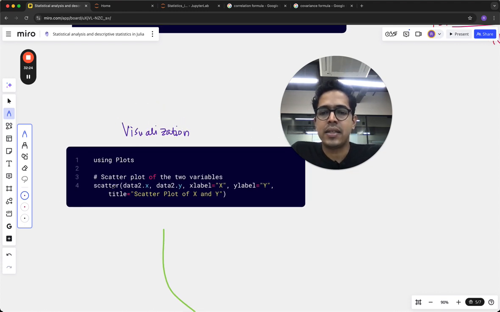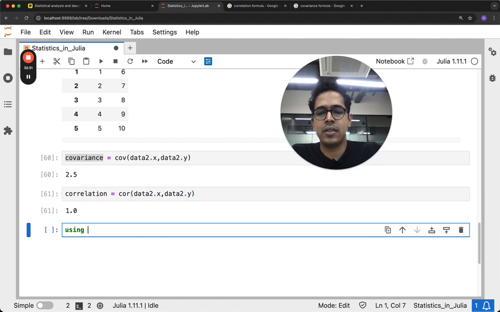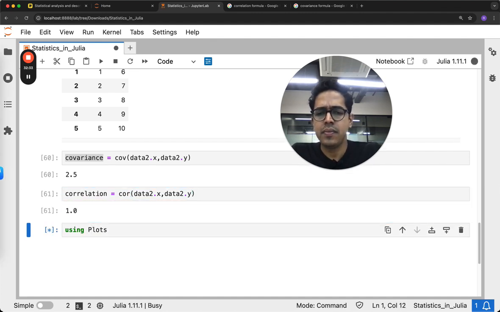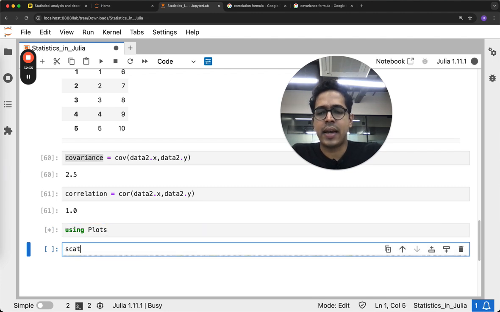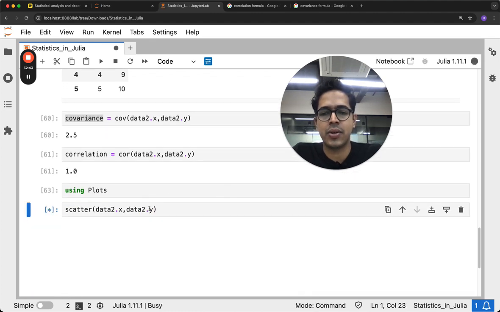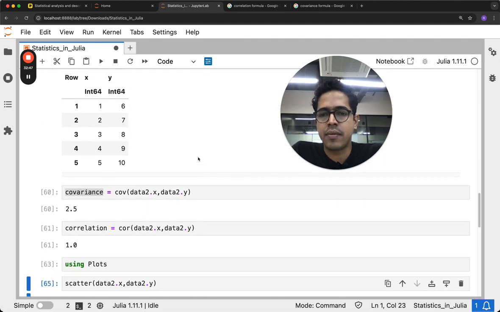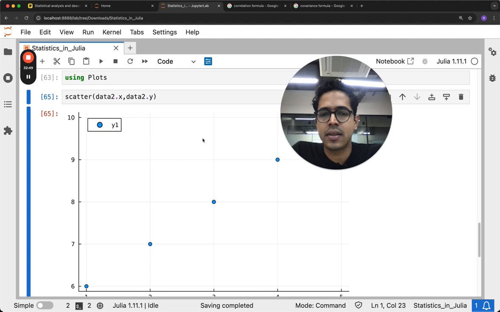Now we can visualize these two data sets as a scatter plot. We covered scatter plots in detail in the last lecture, so we use plots, and scatter of data2.x comma data2.y. I'm not going to plot the axis or anything, I just want to see the data plotted as a scatter plot. So here we should have two straight lines. Yeah, so one set of data.